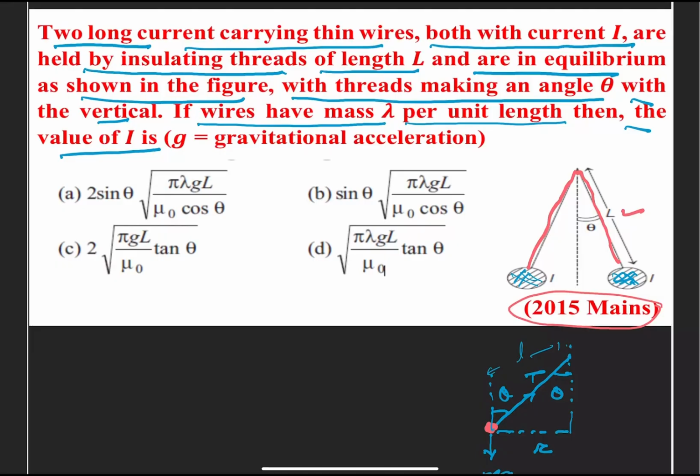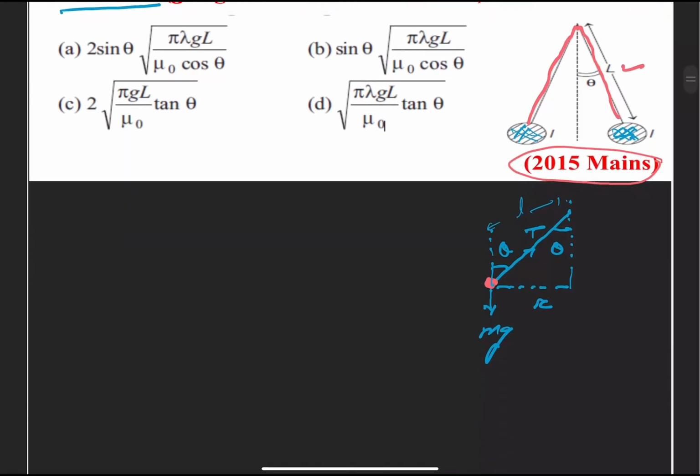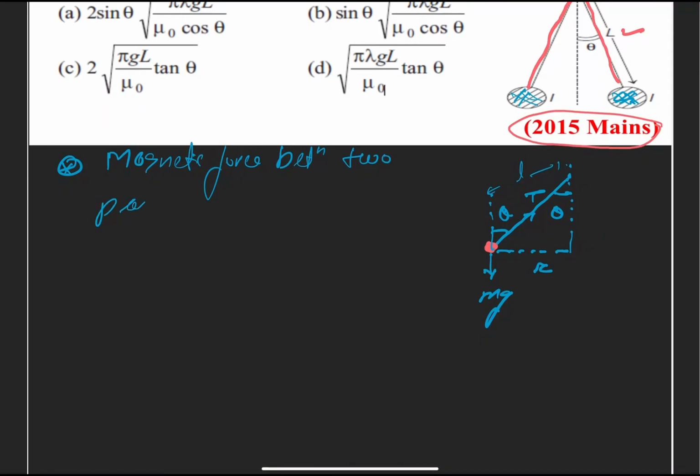So therefore, we can say that these are the two thin wires, both carrying current I. So we can find out the magnetic force between the parallel wires which are carrying current, and we start from there only. We say the magnetic force between two parallel current carrying wires.